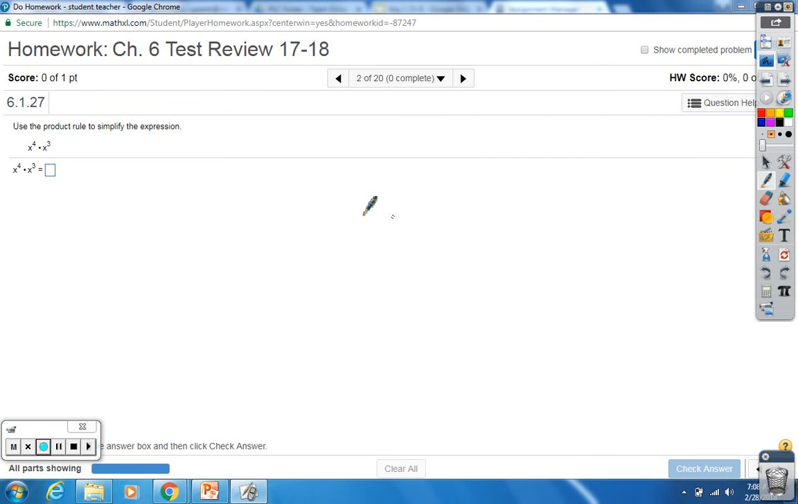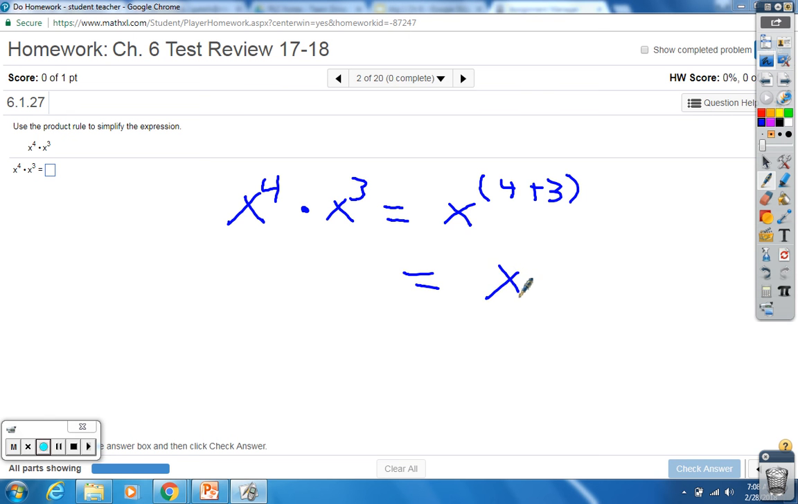So on this one here we got x to the 4th times x to the 3rd. And in this one we would be applying the product rule, and that's the one where whenever we're multiplying bases with exponents, we would add the exponents. So in this case we would have x, and then up here we would have 4 plus 3. And then just to simplify, we would change that into x to the 7th. And that would be our final answer there.